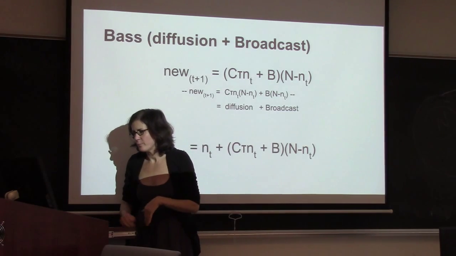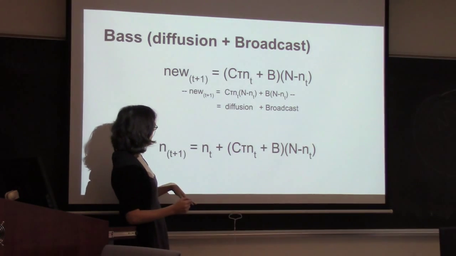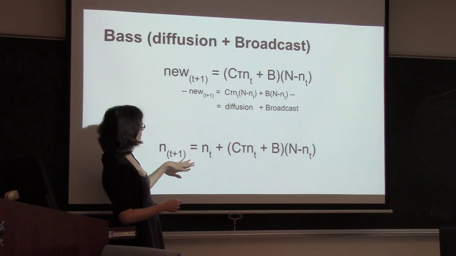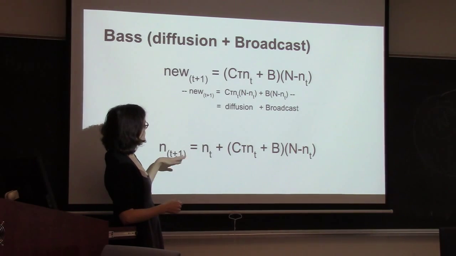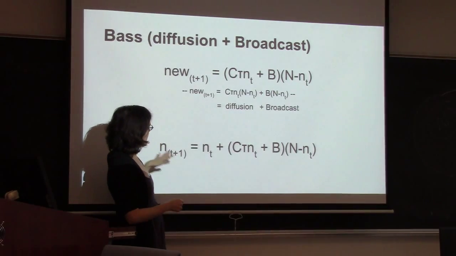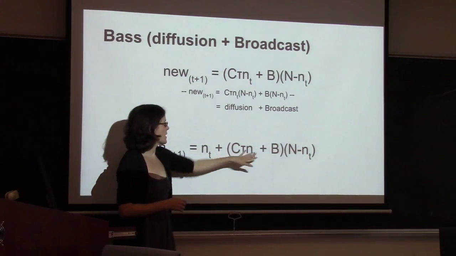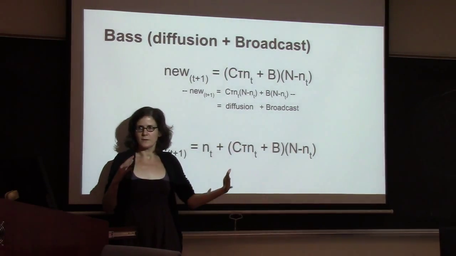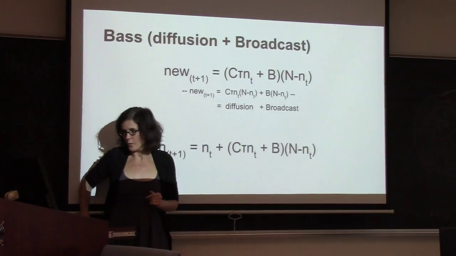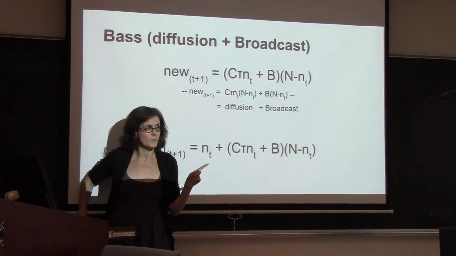And just like we did before, you have the new adopters. This is the new adopters. And then total adopters are the new adopters plus the old adopters. Right. And then finally, so this is what you're doing for your homework. You're using the BAS model. That's the one you have.